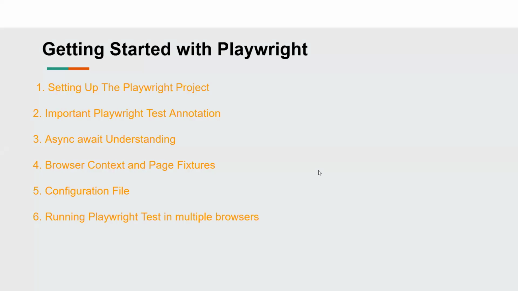So this is the complete detail of what the Playwright course would contain. We'll look at the setup. What are the important annotations? I talked about tagging, as well as annotations in Playwright. Whenever you develop a framework, you have tests, but tests have some prerequisites that need to be carried out before running the test. So how do you go about it? Those are driven through the annotations.